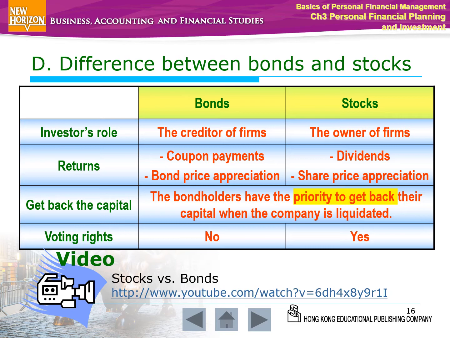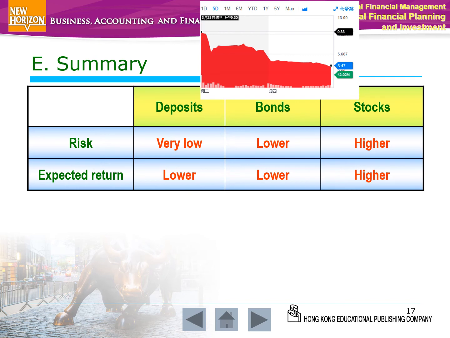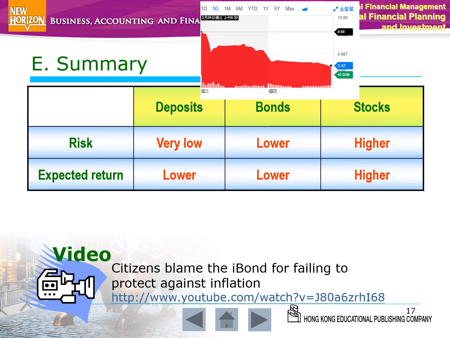About voting rights, bondholders do not have voting rights, while shareholders have voting rights. Of course, we should distinguish the preference shareholders and ordinary shareholders. Preference shareholders do not have voting rights, while ordinary shareholders have voting rights. Again, let us summarize the differences between deposits, bonds, and stocks in terms of risk and expected return. You'll see they go in the same direction. That means if you take a higher risk, the expected return will be higher. Of course, if you want less risk, the expected return will be lower.